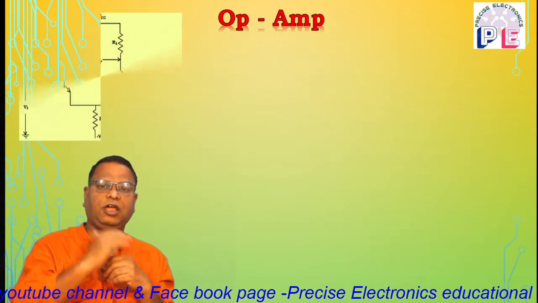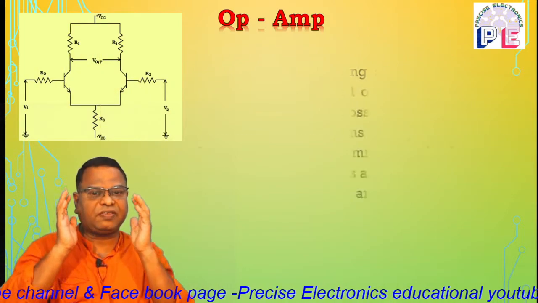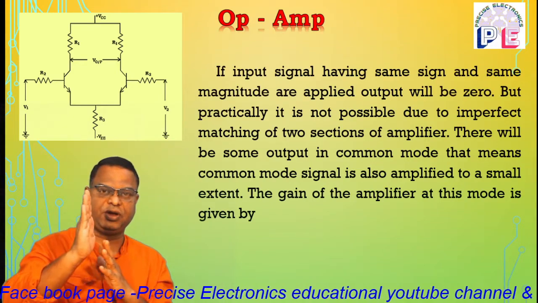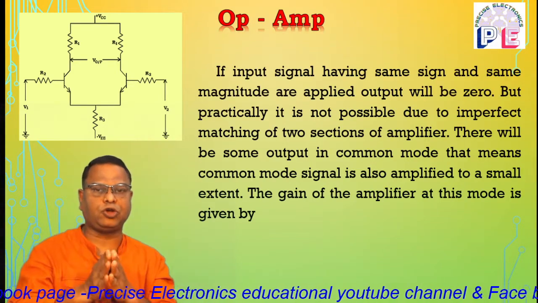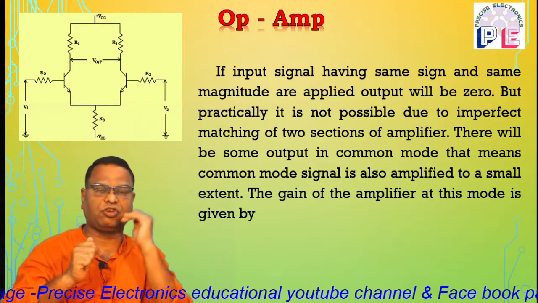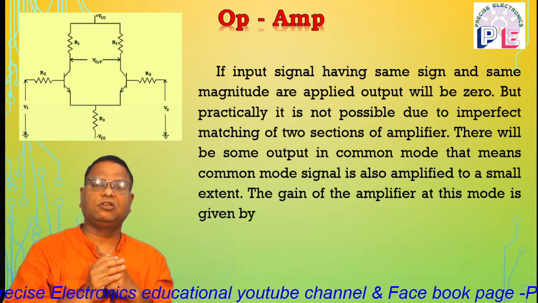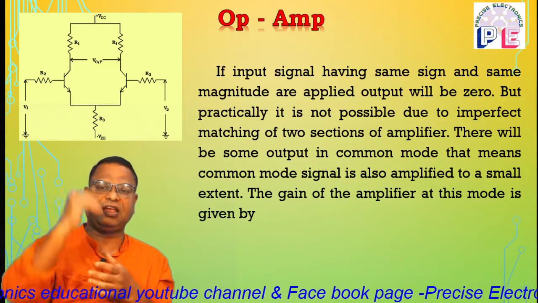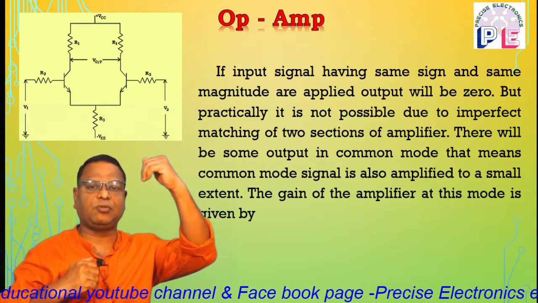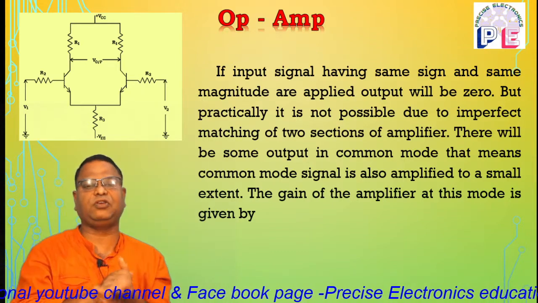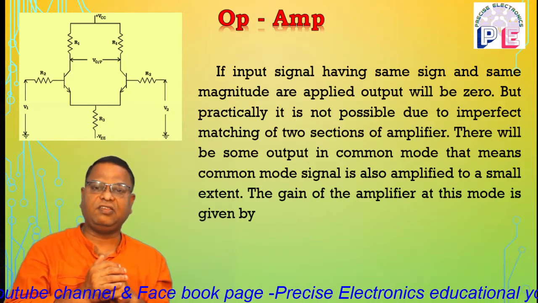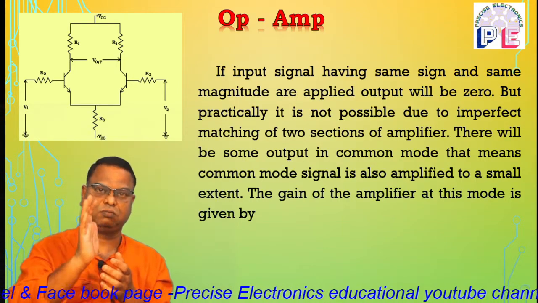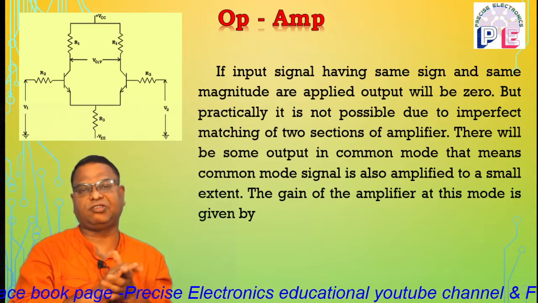Now, if the input signals having same sign and same magnitudes are applied, that means V1 and V2 both are of same magnitude and both are of same sign. So V1 is equal to V2. So in this case, transistors T1 and T2 get the equal biasing potential as the current flowing through transistor T1 and current flowing through transistor T2, that is the collector currents IC1 and IC2, are same, hence the output will be 0. But it is a theoretical concept.